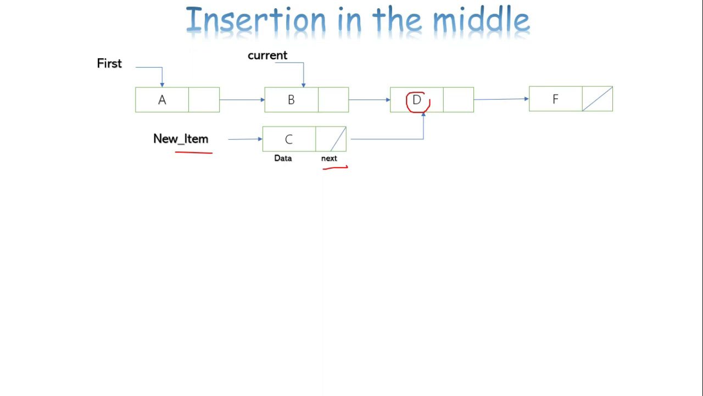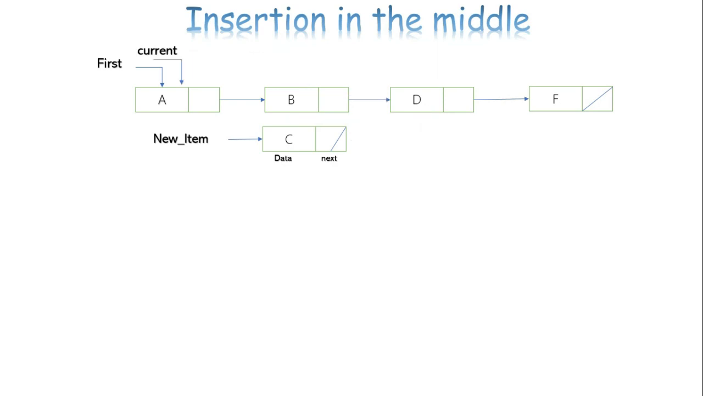Then to be able to do so, we need to assign this link to point to the new item. To do that, we can say that current dot next, which is this, should point to this. So it will look like this.